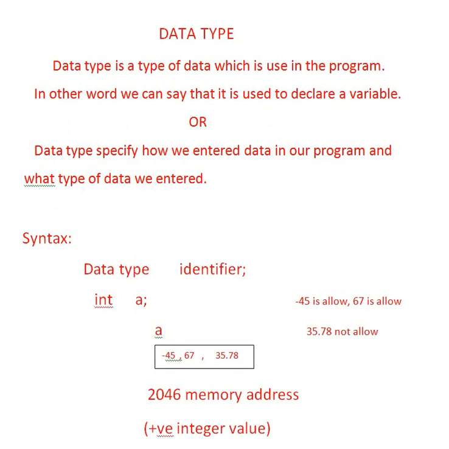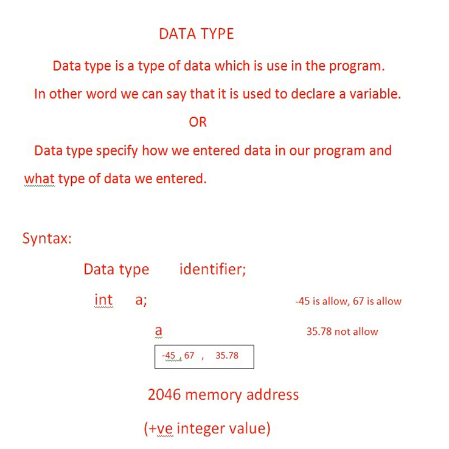Here, a gets memory allocation at some location. a is a variable, and 2046 is a memory address, a positive integer value. Each variable gets memory allocation, and how many bytes it requires depends on the data type. In this, int requires 2 bytes and a is your variable. How much memory is required depends on the data type.